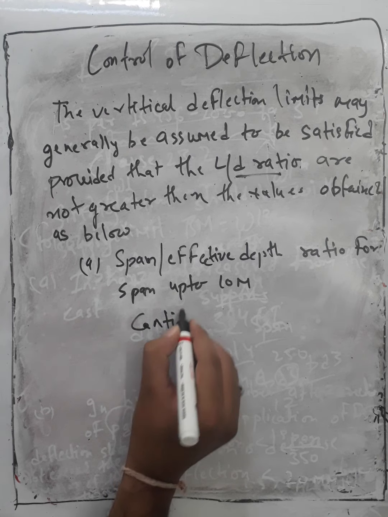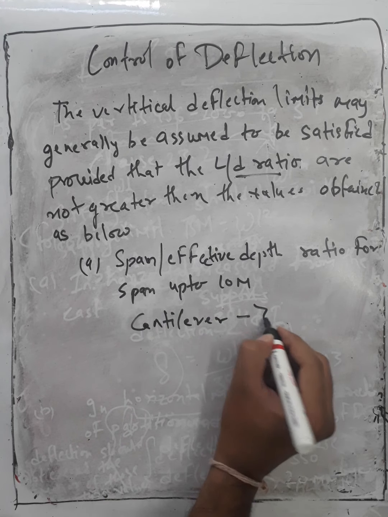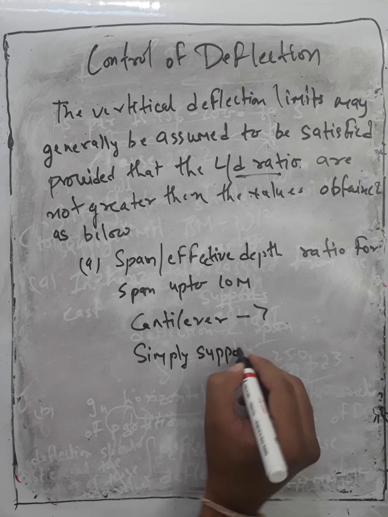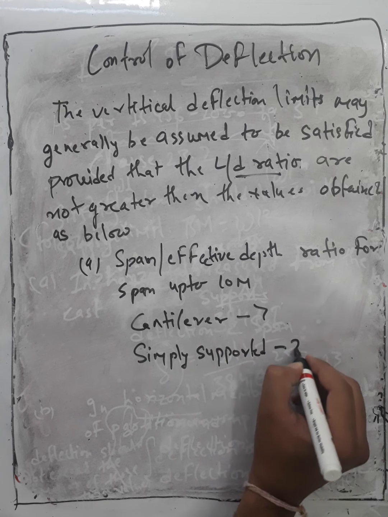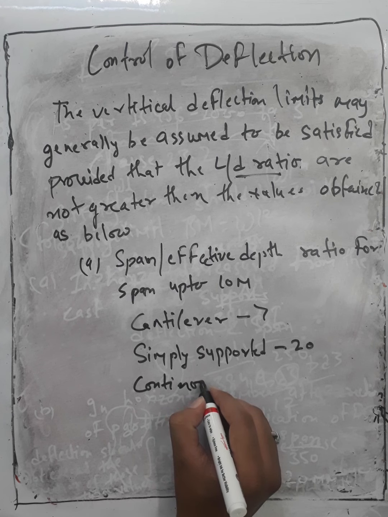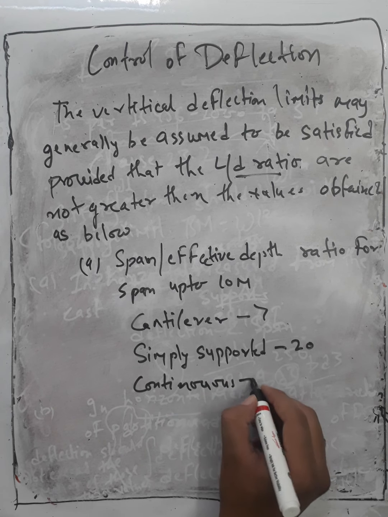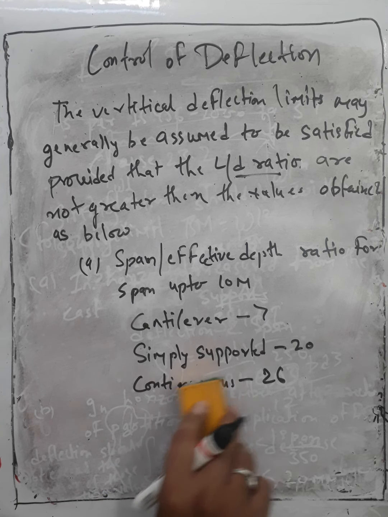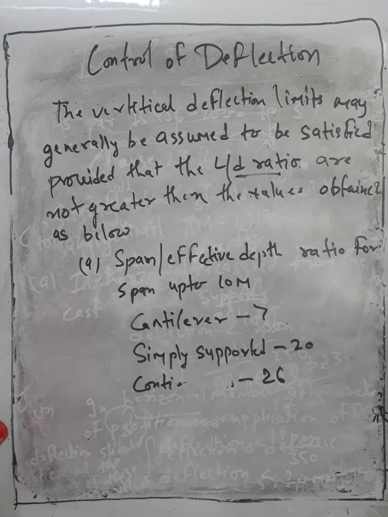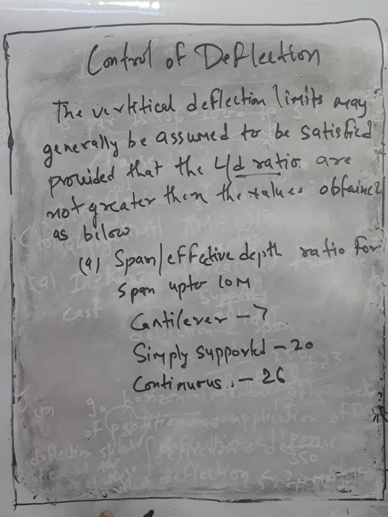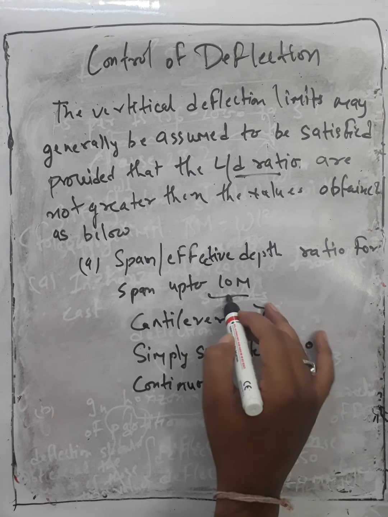For cantilever 7, for simply supported beam 20, and for continuous 26. So this is for spans up to 10 meter.